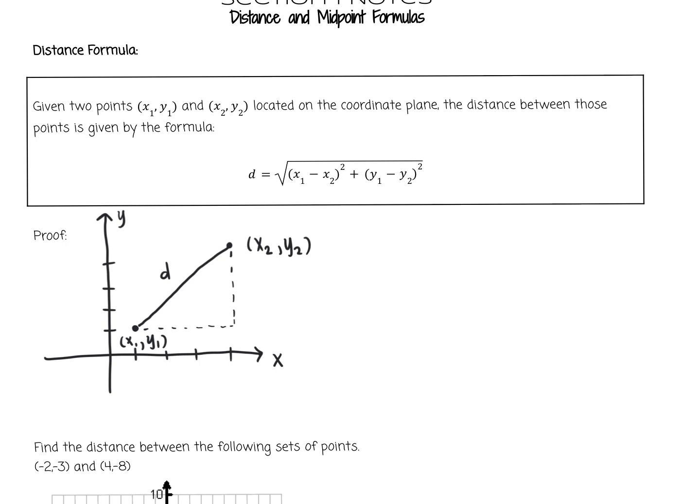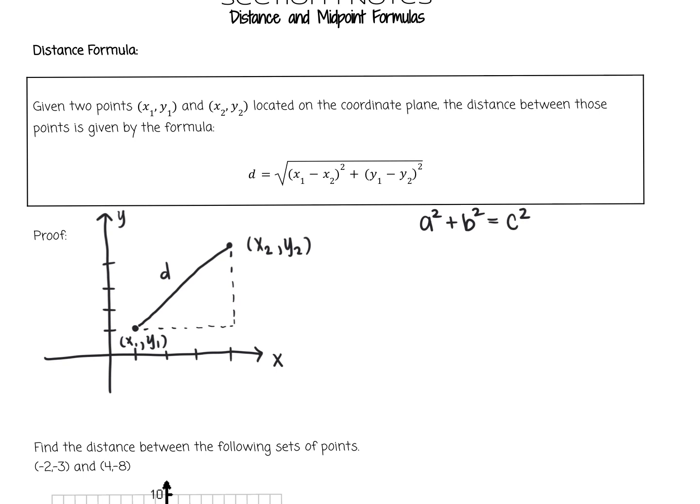Now we know from the Pythagorean theorem that for a right triangle, a squared plus b squared equals c squared. So that tells me that the square of the hypotenuse is equal to the sum of the squares of the other 2 sides. So I can write these other 2 sides in terms of my points x1 and x2.